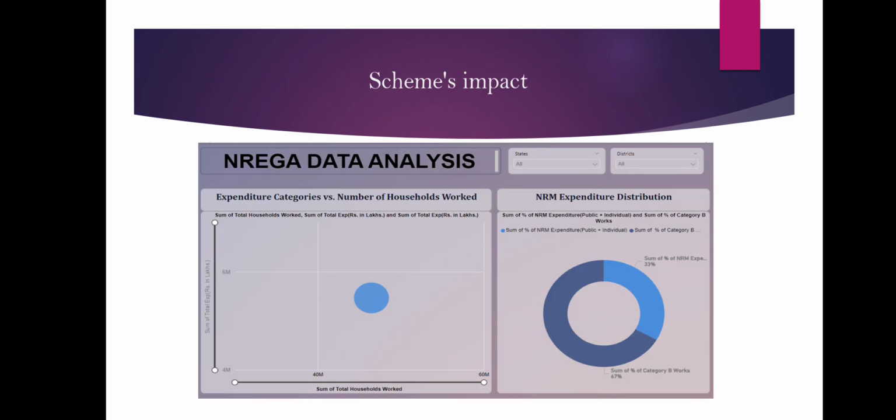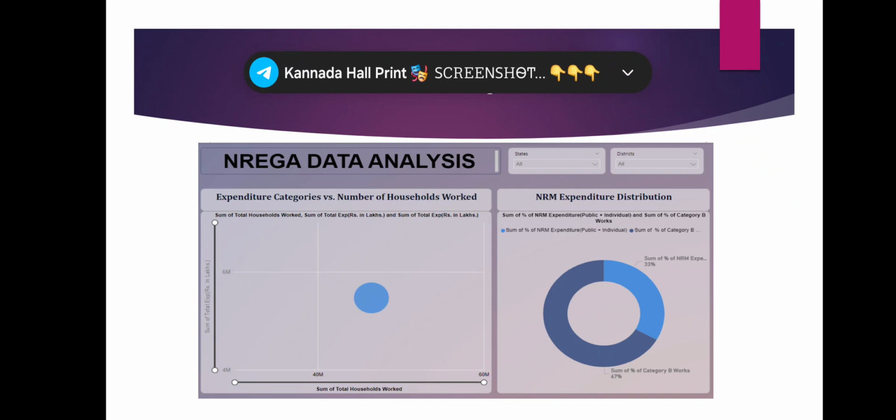Next question, we have the scheme's impact. To solve this question, we have used the donut chart for NRM expenditure versus the category, and here we see the sum of expenditure has 33% and the sum of category by works has 67%.